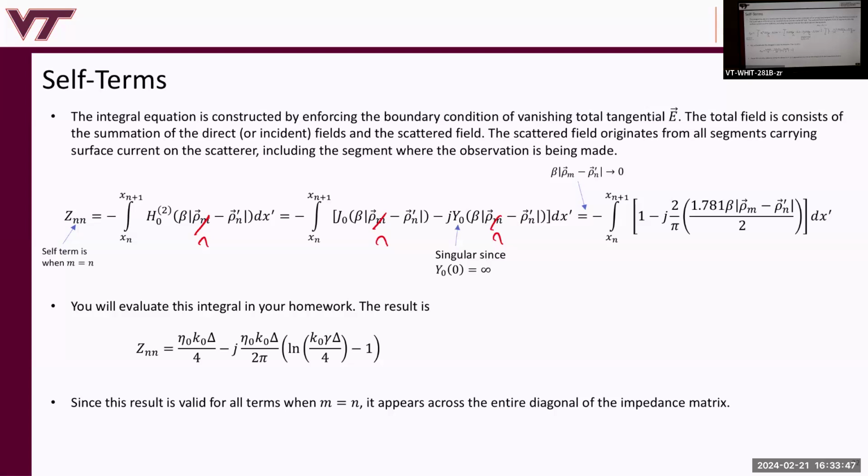All right, so here's the result, though. I've done this once or twice, and this is the result, right? So now for your self-terms, you can integrate the singular function. It's an integrable singularity. And now the diagonal terms you can evaluate; they're all the same if you have a uniform discretization. Since this result is valid for all terms when m equals n, with a uniform discretization it appears across the diagonal of the whole impedance matrix. But you can use the same function if it's a non-uniform discretization, just these deltas will be different. So it won't be the same number across the entire diagonal, but the same function will apply for different deltas.